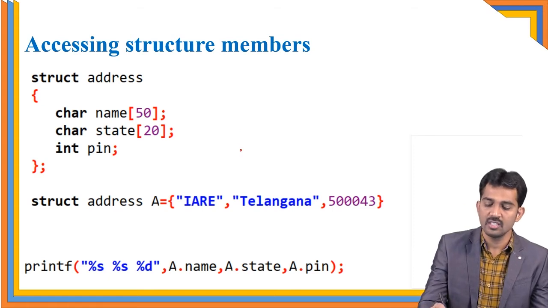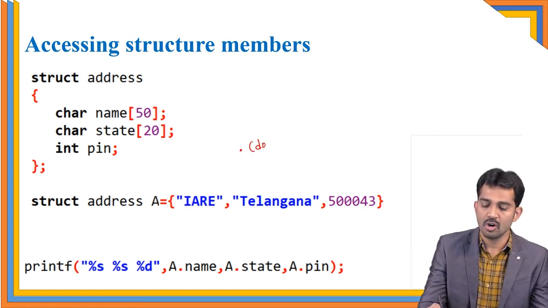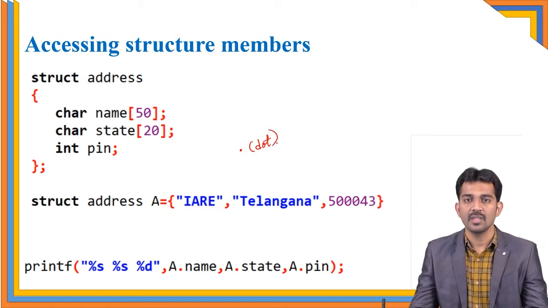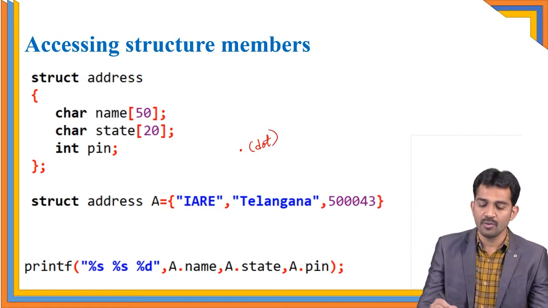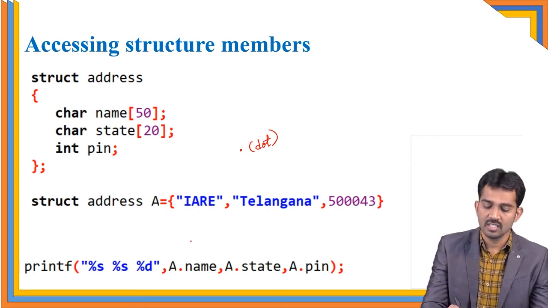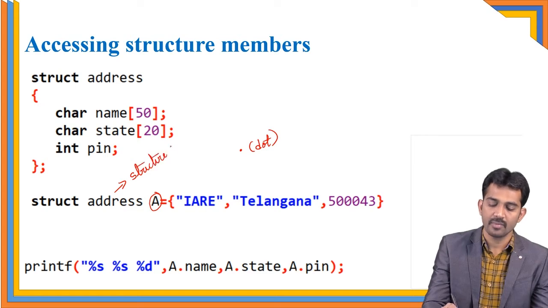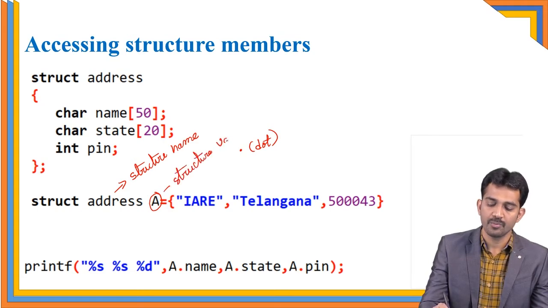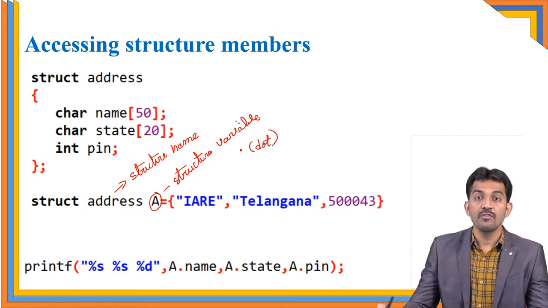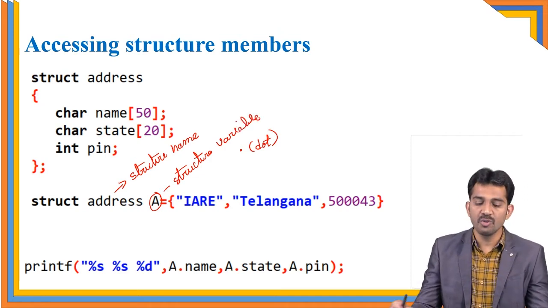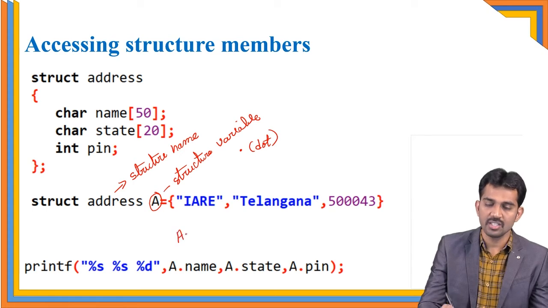Next, if you observe the accessing, how to access the data using the dot operator. Please note this: using the dot operator, you are going to access the data. Structure name dot field. For example, if you want to access this, address dot name. So A is a structure variable name. This is a structure name, right? And this is the structure variable. If you want to access the data, you should use the structure variable dot the field.